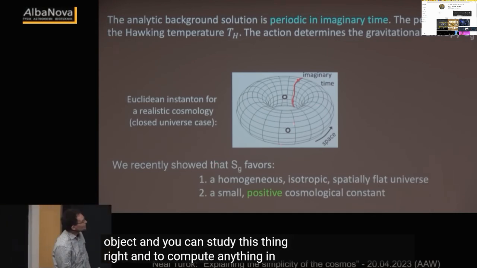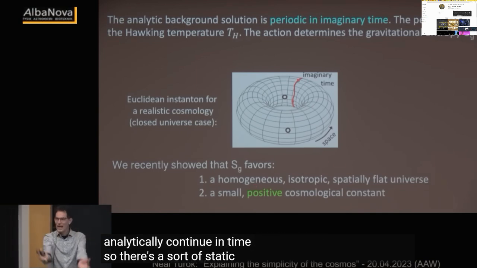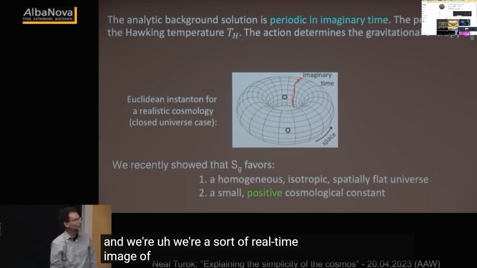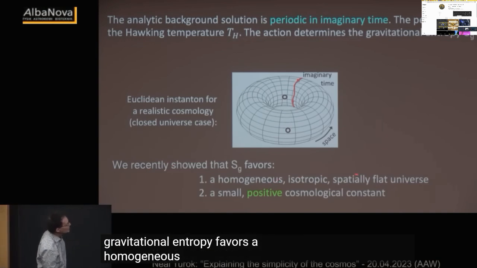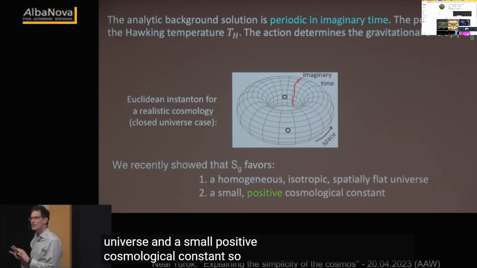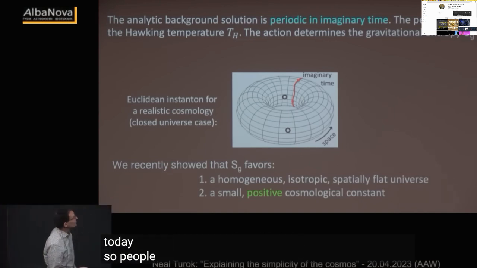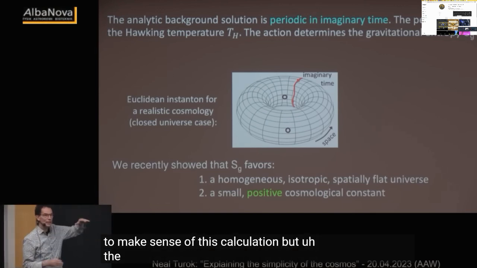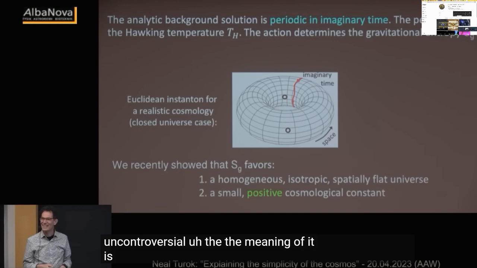And to compute anything in today's universe, what you do is you analytically continue in time. So there's this sort of static picture of the universe, and we're a sort of real-time image of it. So we recently showed that this gravitational entropy favors a homogeneous, isotropic, and spatially flat universe, and a small positive cosmological constant. So both those things are exactly in agreement with what we see today. So people are still sort of struggling to make sense of this calculation, but the maths of it is completely uncontroversial. The meaning of it is another matter.